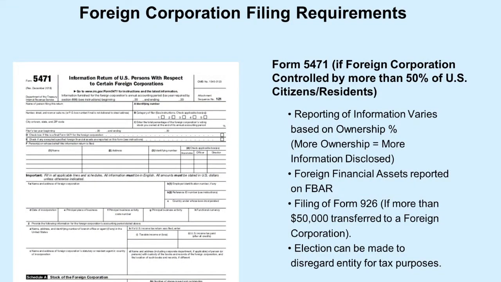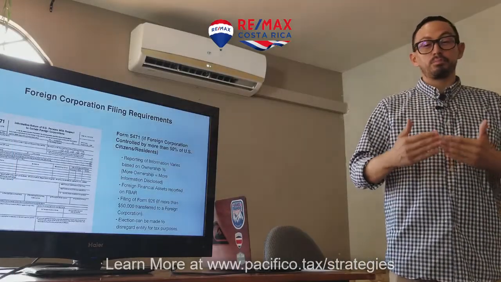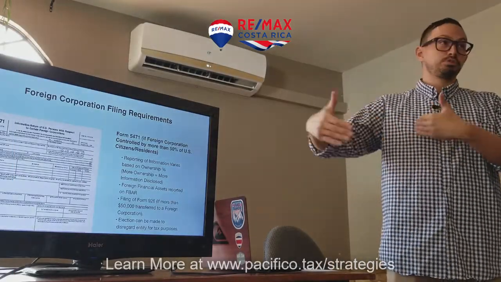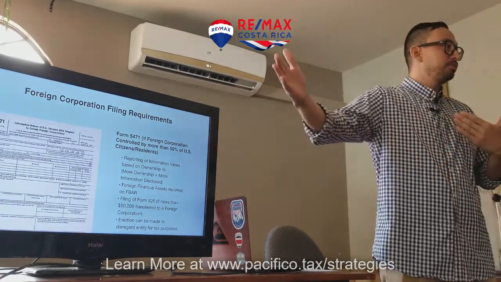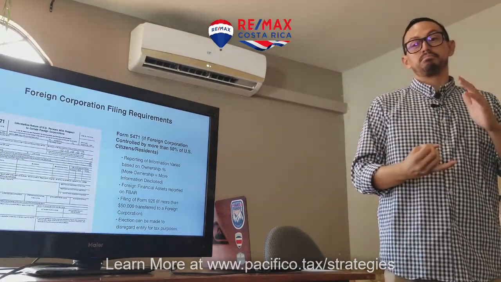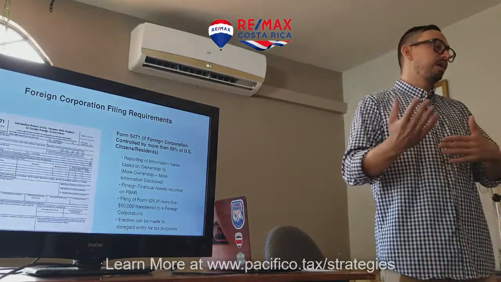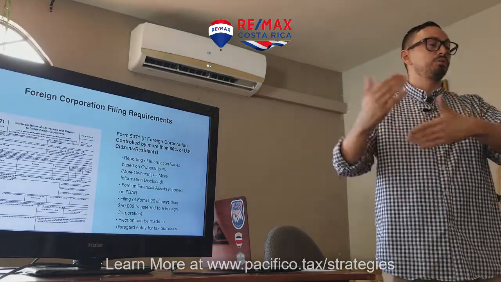You need to file at least one form for each foreign corporation you have. It's usually Form 5471, if the foreign corporation is controlled more than 50% by U.S. citizens or residents. It's an information reporting, so there is no actual tax effect, but the reporting of information varies based on the ownership percentage. Generally speaking, the more ownership percentage you have, the more information and schedules you need to report. And if you own 100%, then you need to report basically everything: profit, loss, balance sheet, activity, and what are called monetary transactions between you and the foreign corp.